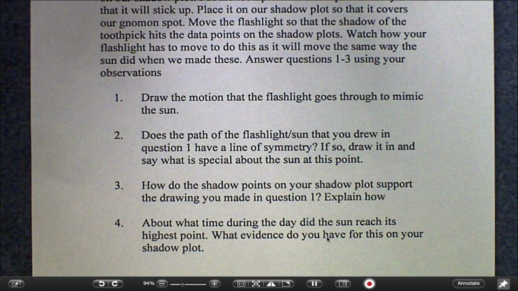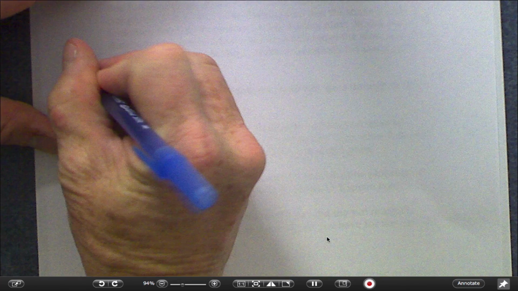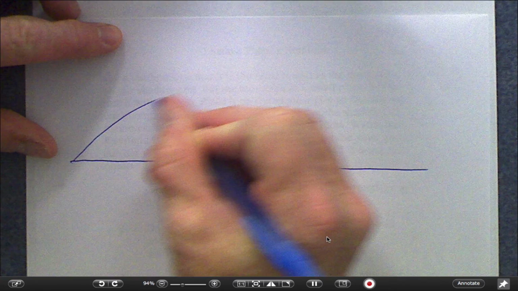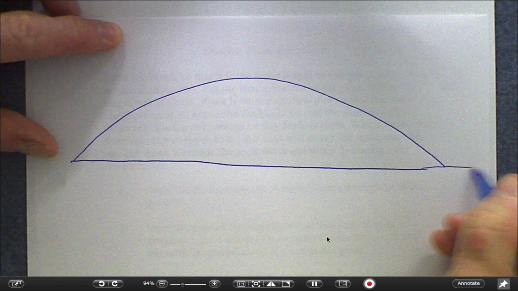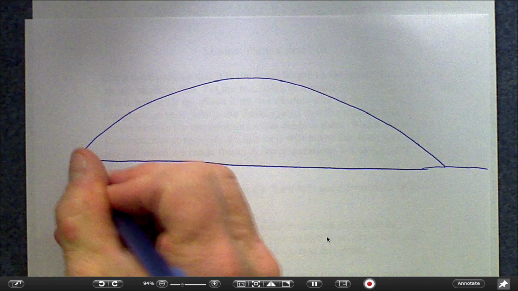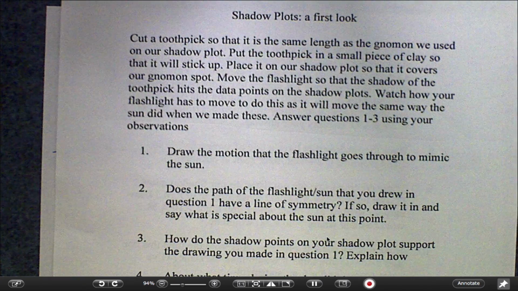Something we've already seen a number of you do: it said draw the motion the flashlight goes through to mimic the sun. So in other words, to make those, what we found is if we make this the ground right here, the sun or the flashlight had to go through an arch motion to make that pattern of dots. And we've seen that before, that kind of arching motion that the sun makes as it comes up and goes down.